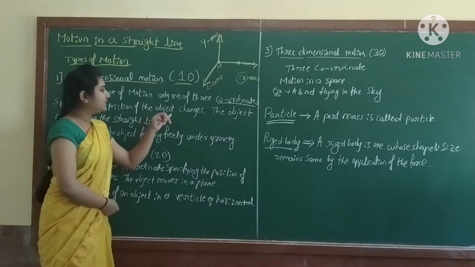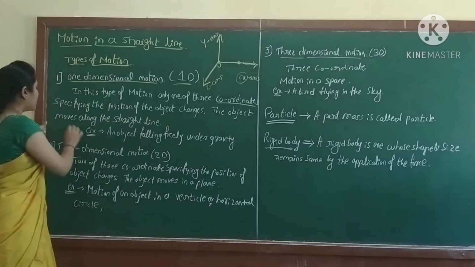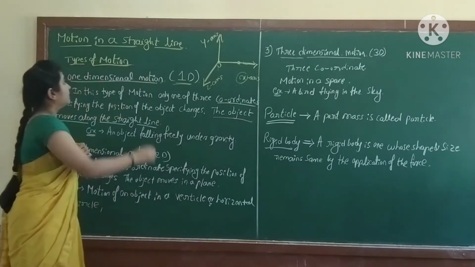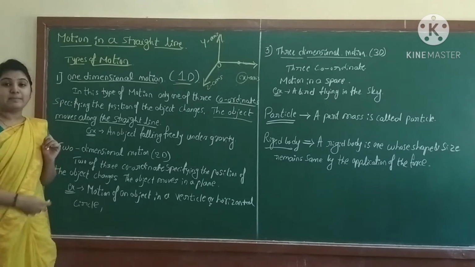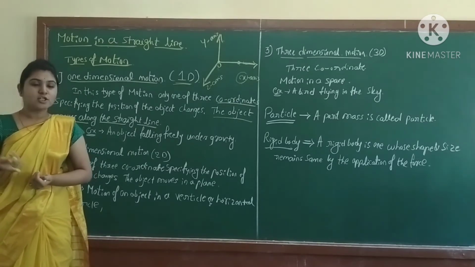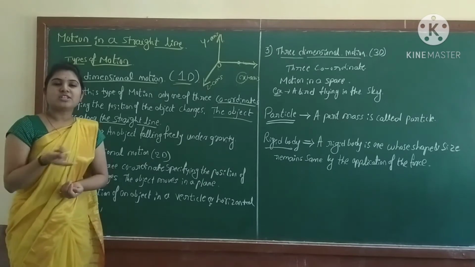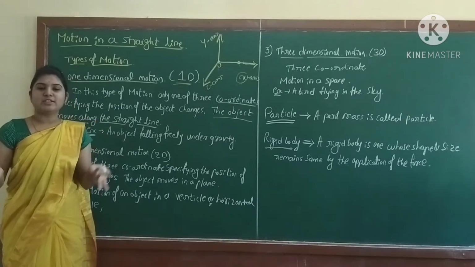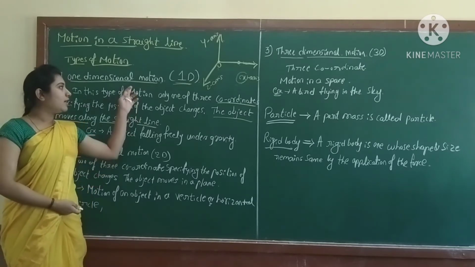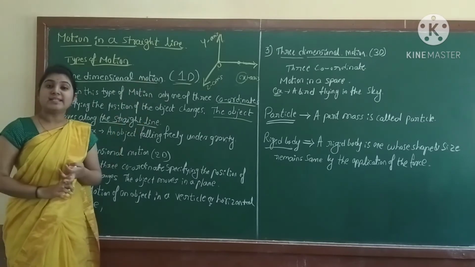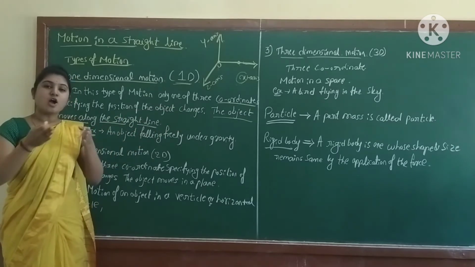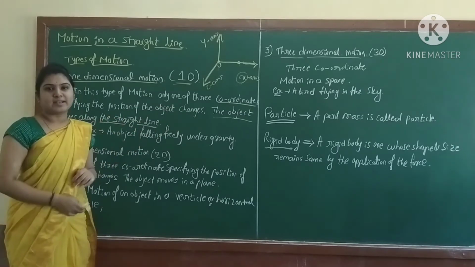You can say here the object moves along a straight line. See, our chapter name indicates motion in a straight line. So we can easily say our chapter is nothing but the one-dimensional motion we have to study now. Right? So the example for one-dimensional motion is the object moves in a straight line.